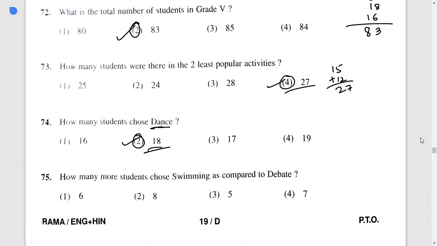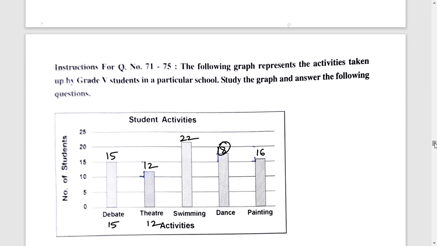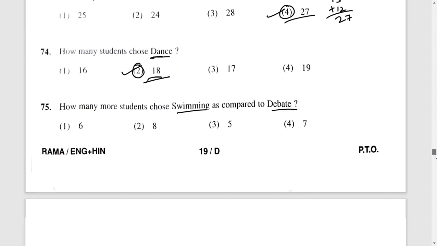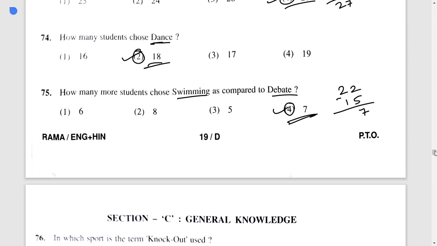Next question, how many more students chose swimming as compared to debate? So you compare swimming and debate. Swimming has 22 students and debate 15 students. You subtract both, 22 and 15. After subtracting you will get 7. So option 4 is the right answer here.